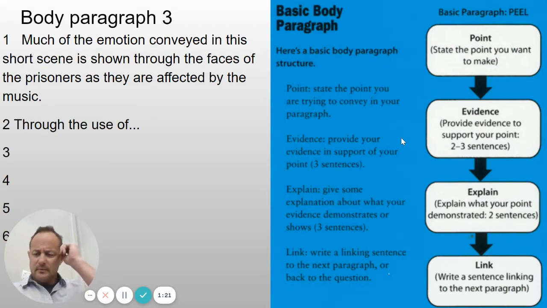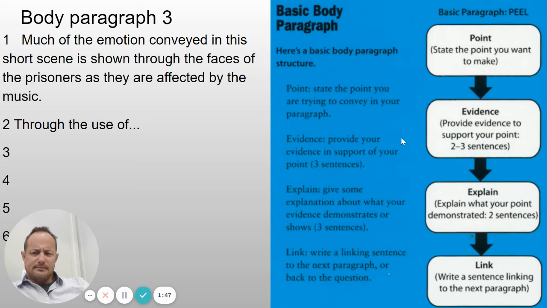So, what I've done here is we're just thinking about our initial question about a powerful emotional moment. And so just as a bit of a help, I've done the first sentence there. So much of the emotion conveyed in the short scene is shown through the faces of the prisoners as they are affected by the music.